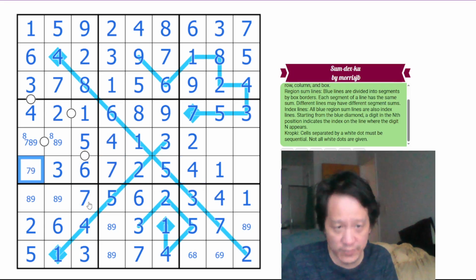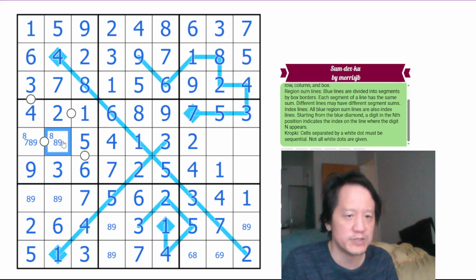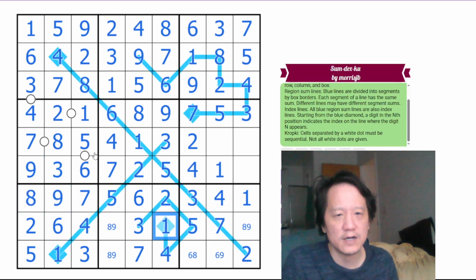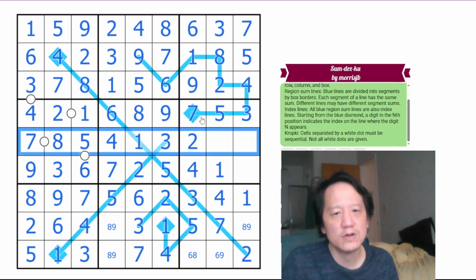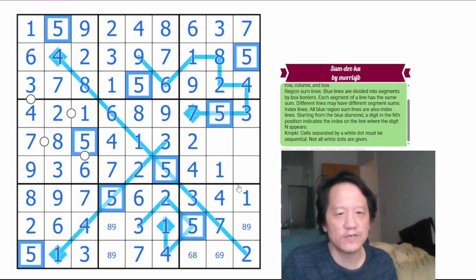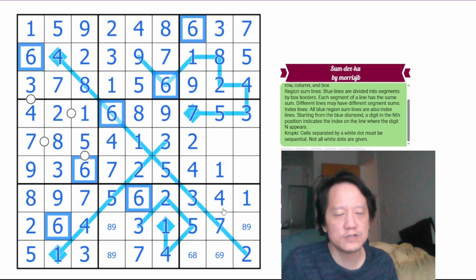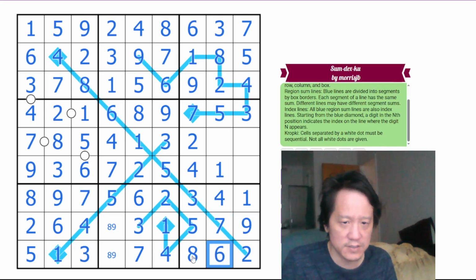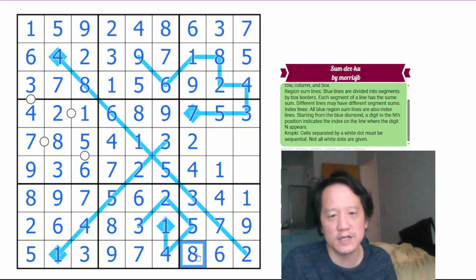7 eliminates 7 here. So it's 9, which means this can't be 9. This is 8, which makes that 7. This 9 eliminates 9 here, so it's 8 and 9. So yeah, we should have all the 4s. We have all the 5s. This 6 eliminates 6 here, so this is 8, which makes this 9, which makes that 6. The 8 eliminates 8 here, so it's 9 and 8.